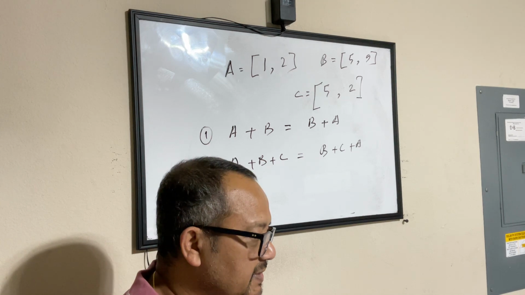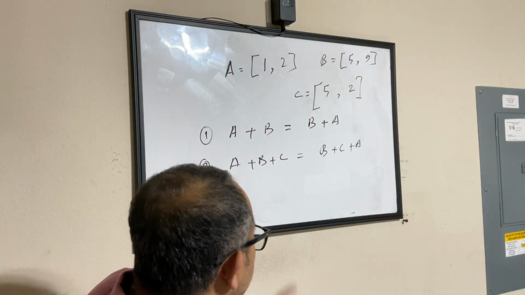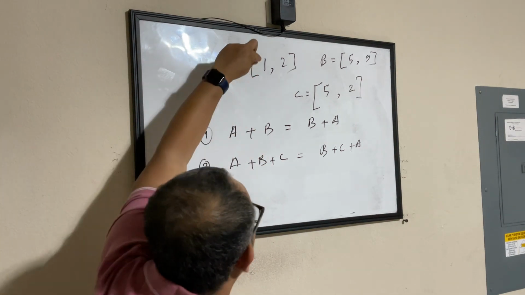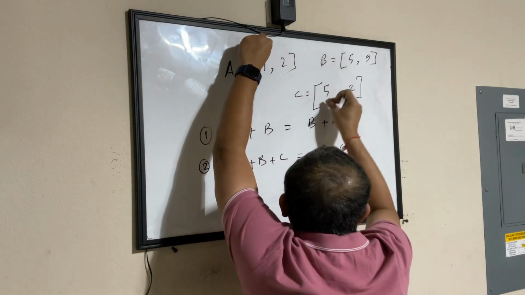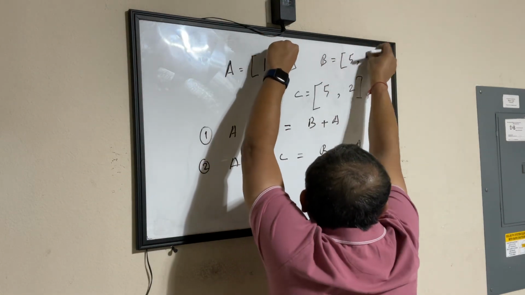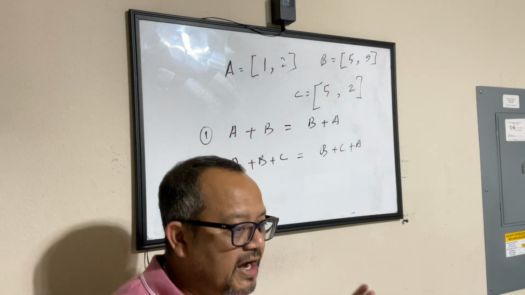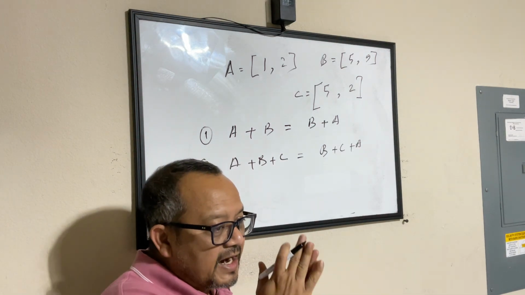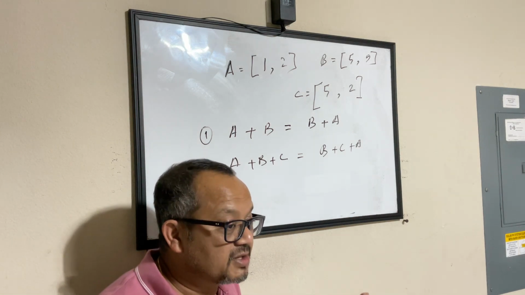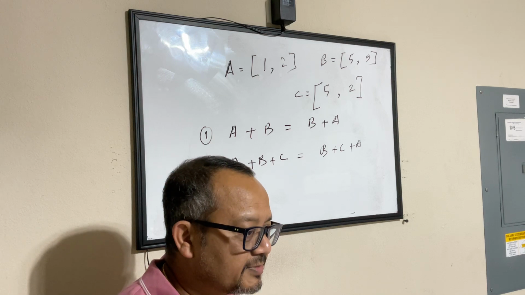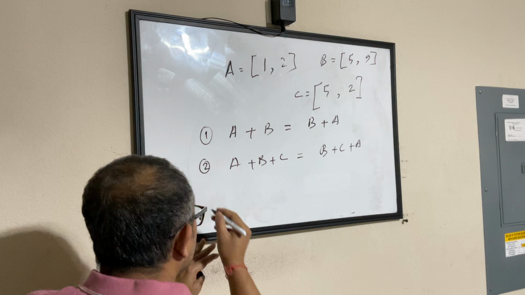Is it acceptable so far? Yes, sir. So basically, if you are adding two matrices, you will add these two terms. If you are adding three matrices, 1 plus 5 plus 5, 2 plus 9 plus 2. Same position, you will just add them. The way we added two matrices, the same way we can add as many matrices as long as their dimensions remain the same. Okay? Now, life gets a little interesting.